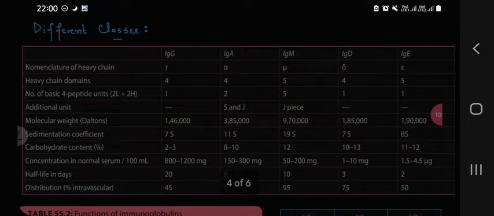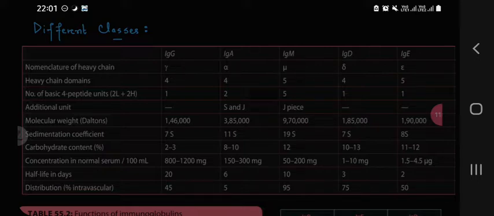Different classes: here you can see IgG, IgA, IgM, IgD and IgE. Nomenclature: gamma, alpha, mu, delta, epsilon heavy chains, having domains 4, 4, 5, 4, 5. Number of basic four-peptide units, each with 2 light and 2 heavy chains: IgG 1, IgA 2, IgM 5, IgD 1 and IgE 1. Additional units: S and J pieces.